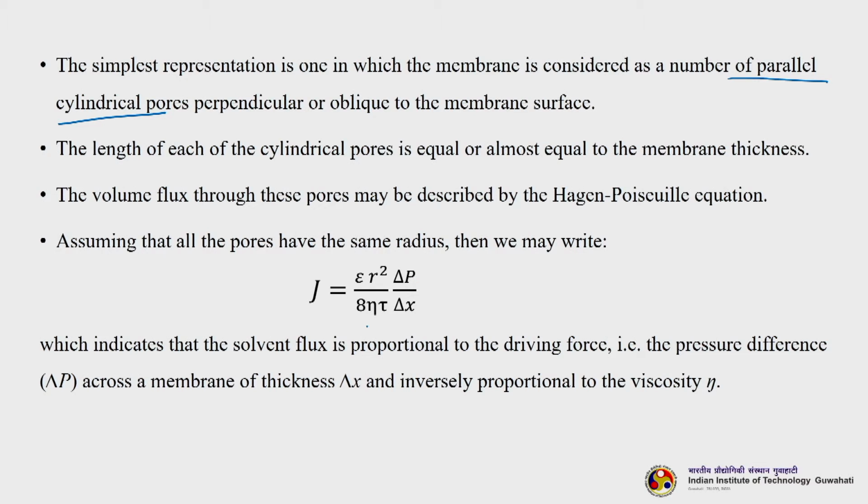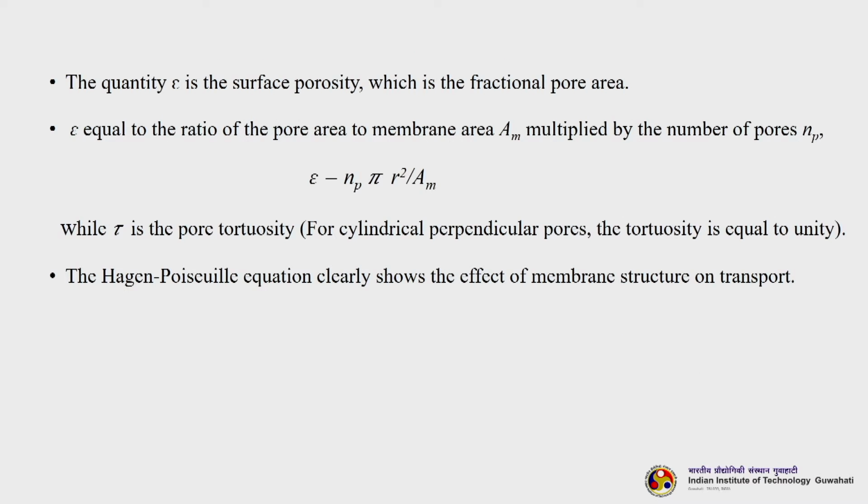If you assume that all pores have the same radius, then we can write this equation as J equals epsilon r squared over 8 eta tau, times delta p by delta x. J is the volumetric flux, eta is the viscosity, and delta p by delta x is the gradient. This indicates that solvent flux is proportional to the driving force, that is the pressure difference across the membrane thickness delta x, and inversely proportional to the viscosity. The quantity epsilon is the surface porosity, which is also called the fractional pore area.